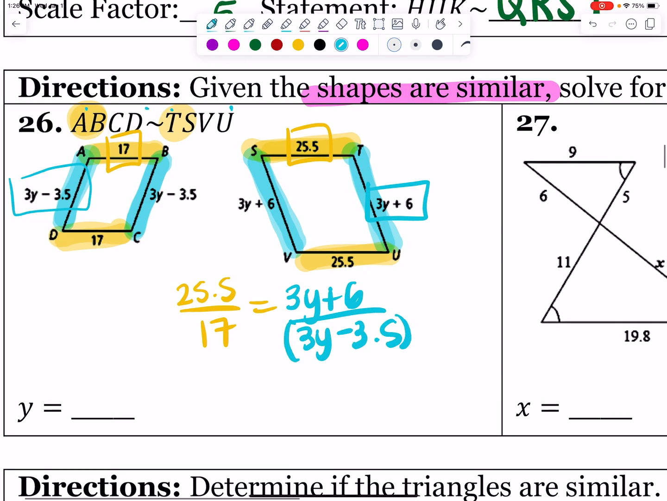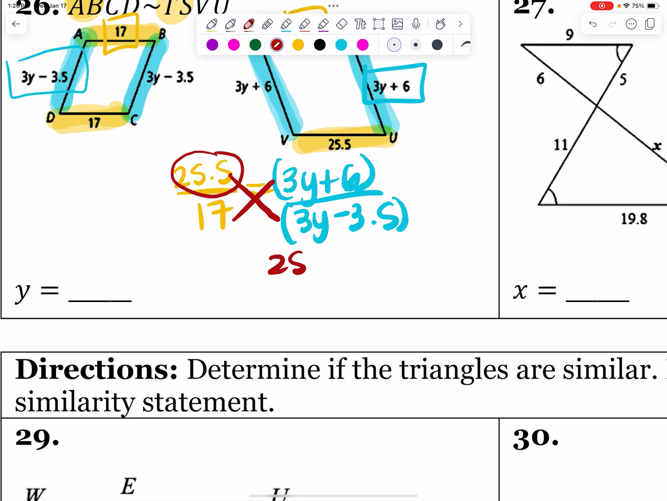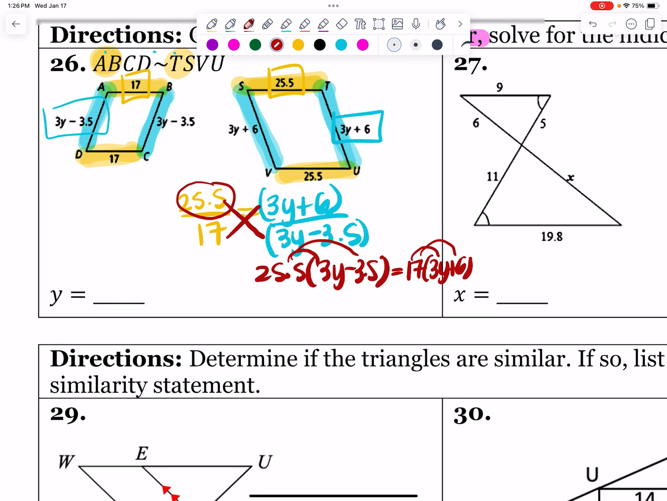And so we're going to cross multiply here. And again, since I've already done this earlier in the video, if you need help with that, come to see me. But we're just cross multiplying here. So it's 25.5. You're going to use the distributive property. So 25.5 times 3y minus 3.5. And I'll set that equal to 17 times 3y plus 6. Again, just distribute. If you need help with that, come see me with the algebra. What you end up finding is that y is equal to 7.5. Y must be equal to 7.5 if these shapes are similar.